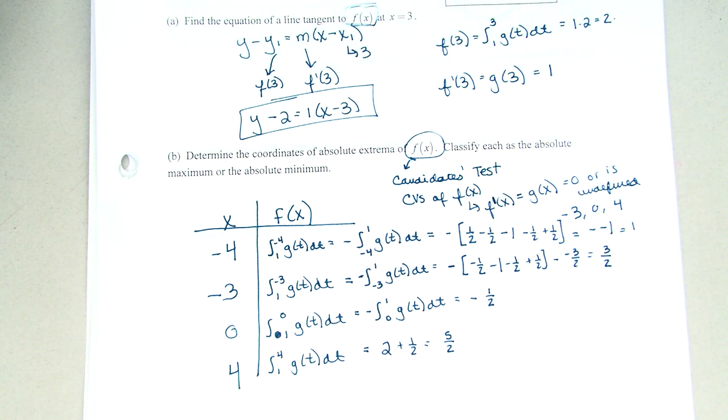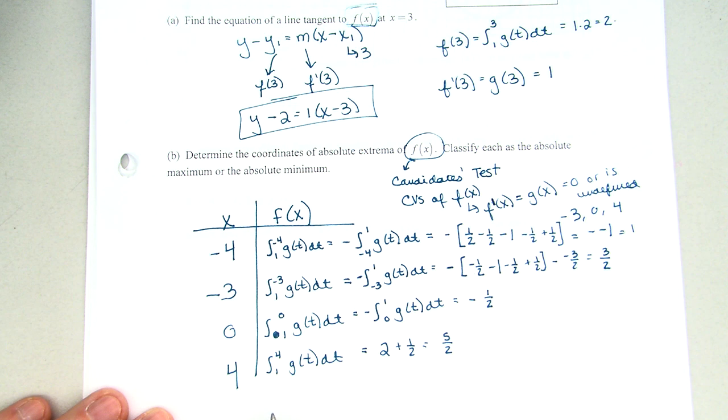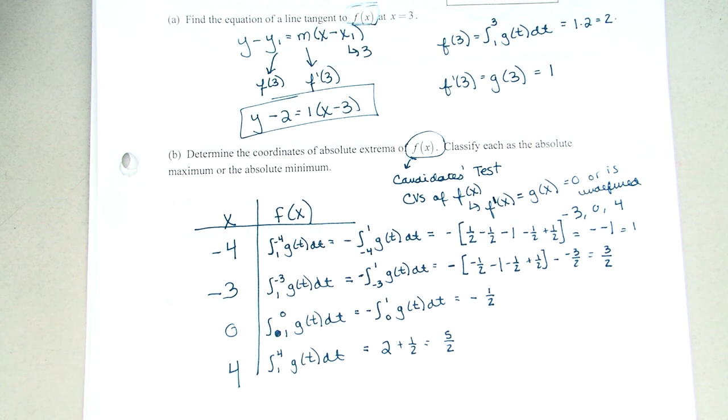See if your values wound up like mine. Okay, 4. So shouldn't it be a half plus 2 plus another half? No, because we're not doing the integral from 0 to 4. We're doing the integral from 1 to 4.